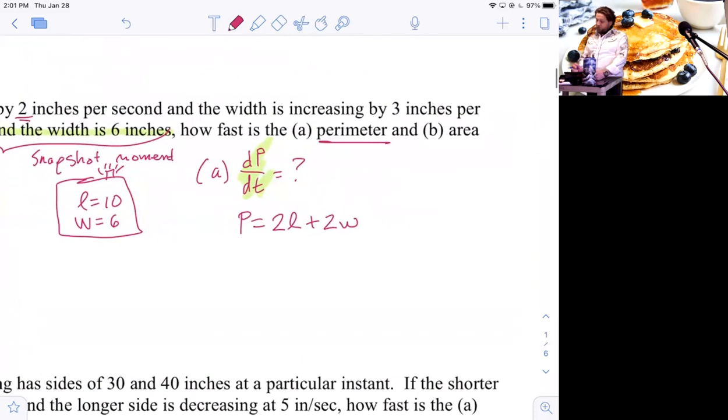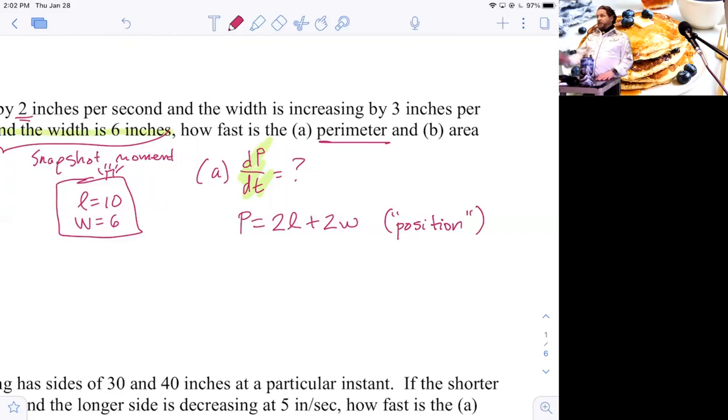There it is. This would be similar to, quote unquote, our position equation, right? It doesn't tell us anything about change. It's a stagnant quantity. If you know the length and the width, you can find the perimeter at that moment. If you know the perimeter and the length, you can find the width at that moment. But now that I've related the quantities to each other, I can relate their rates with respect to time by differentiating both sides with respect to t.